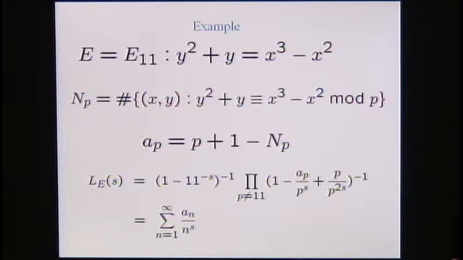Sorry, John. So N_p will be the number of mod p points, x and y, such that y squared plus y is congruent to x cubed minus x squared mod p. You can calculate that easily for small primes. And then the a_p that we want is p plus 1 minus N_p. The L-function then has a factor for 11, and another Euler product where you put in these a_p's that you calculated. Multiply that all out, and you have a Dirichlet series. That's the L-function of E11.